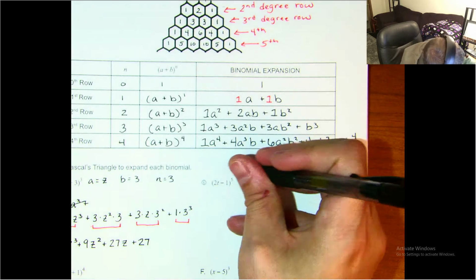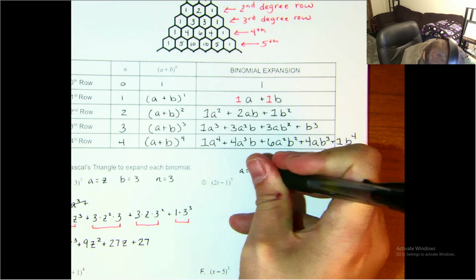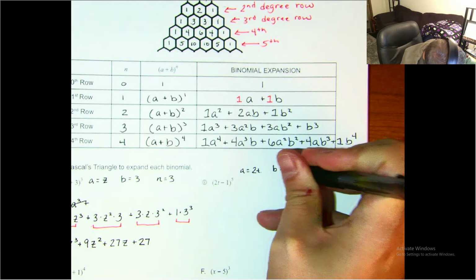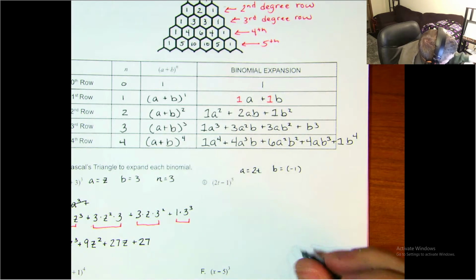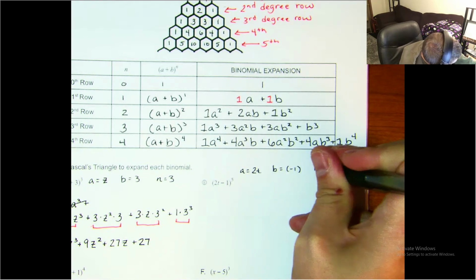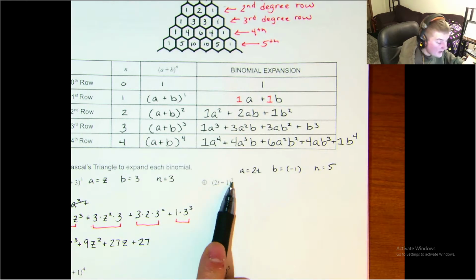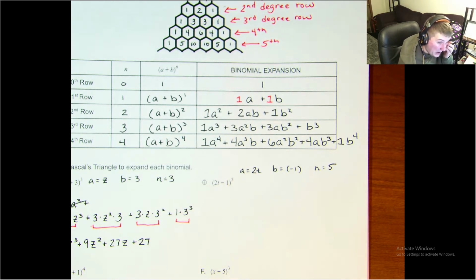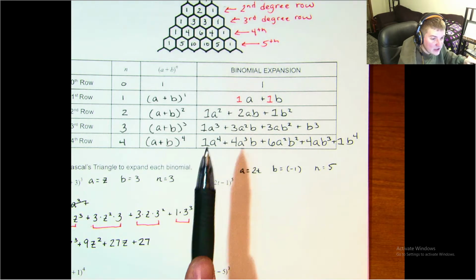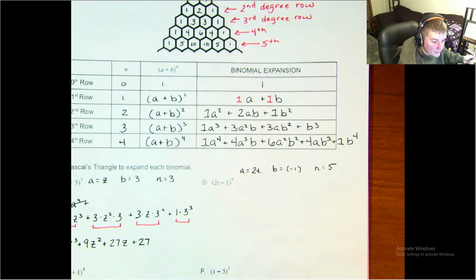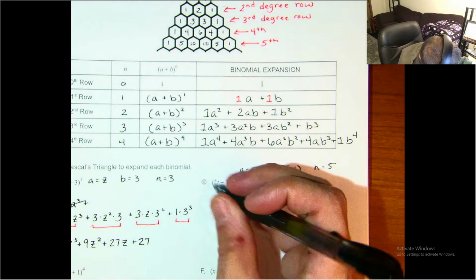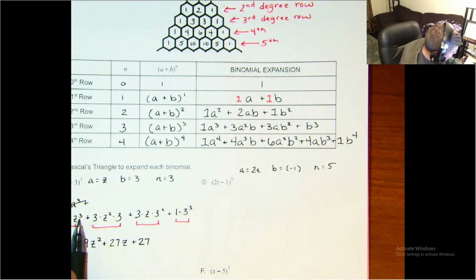Okay, so here my a value is 2t, and my b value is -1. That means we're going to the 5th degree because my exponent is 5, so we're going to use a 5th degree row. The a values start high and end low, and the b values start low and end high. So let's go ahead and start this.